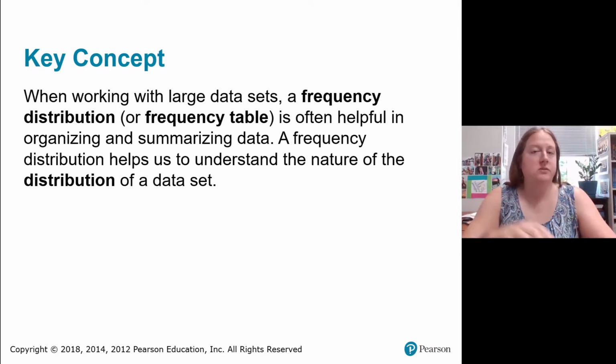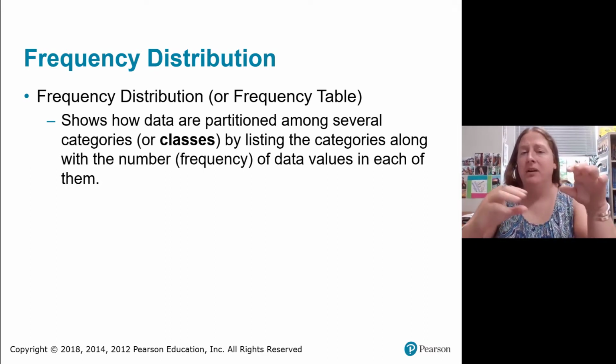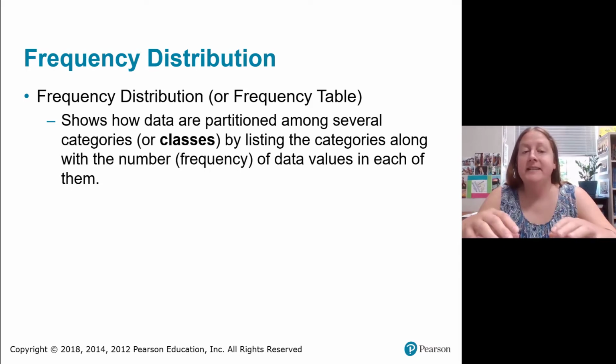That way we don't have just random numbers floating all over the place, which is the format that data comes to us in a lot of times. So a frequency distribution can help us understand the basic setup of the data, the distribution of it, what it looks like. A frequency distribution or frequency table shows how data is partitioned among several different categories or classes by listing those categories along with the number of occurrences of data values in that category.